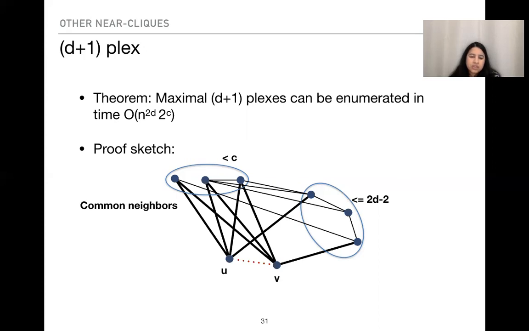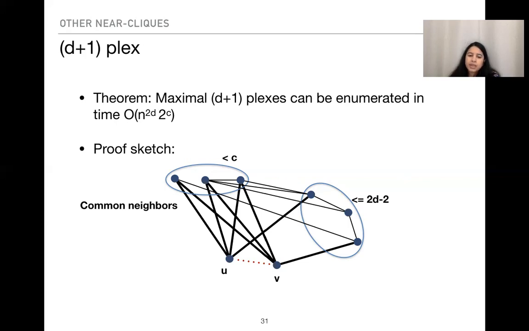We know that because of the C-close property, there can be at most C vertices that are common neighbors of U and V. And because of the D plus one plex property, we know that there can be at most 2D minus two vertices that are not common neighbors of both U and V. So a subgraph is a D plus one plex if every vertex in that subgraph is connected to all other vertices of that subgraph, except at most D vertices.